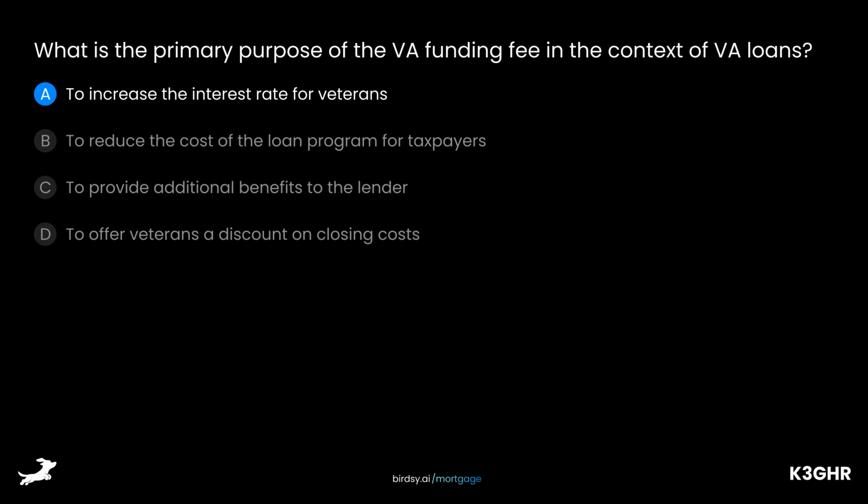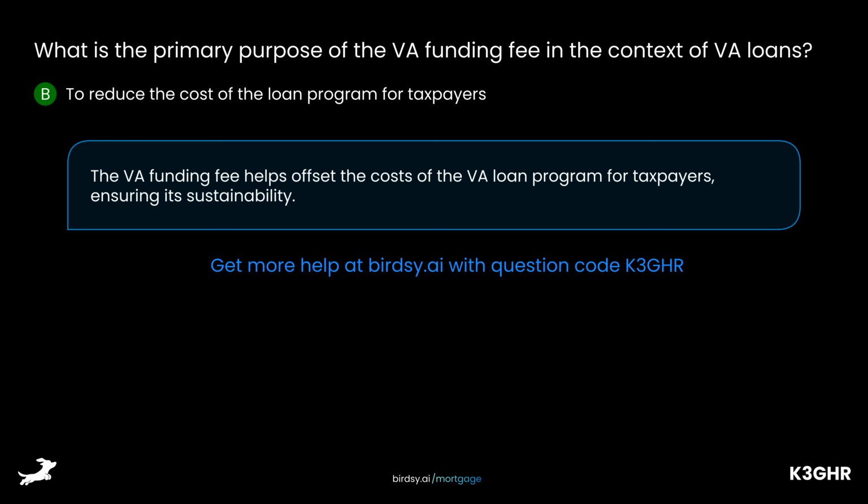Is it A, to increase the interest rate for veterans, B, to reduce the cost of the loan program for taxpayers, C, to provide additional benefits to the lender, or D, to offer veterans a discount on closing costs? The answer is B, to reduce the cost of the loan program for taxpayers. The VA funding fee helps offset the costs of the VA loan program for taxpayers, ensuring its sustainability.